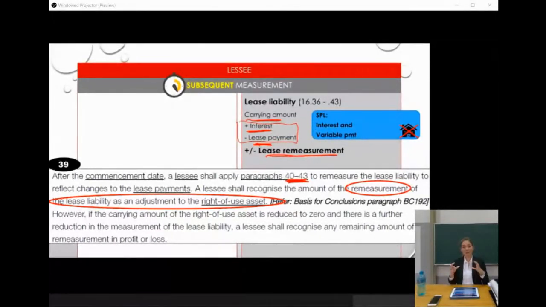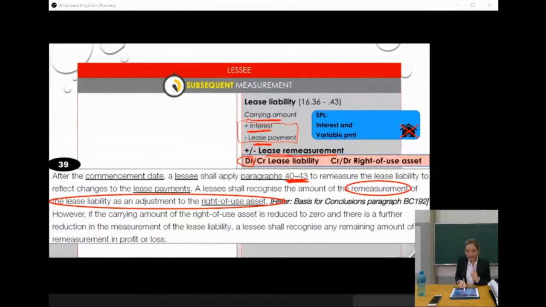So when we do the remeasurement of the lease liability, we're going to change that carrying amount, make it bigger or make it smaller, whatever the case may be. And the other leg of the journal is going to go to my right of use asset. So we are either going to debit the lease liability and credit the right of use asset. Otherwise, we might also have to credit the lease liability and then debit the right of use asset. So the other leg of these remeasurements that we are going to look at now is going to affect the right of use asset.